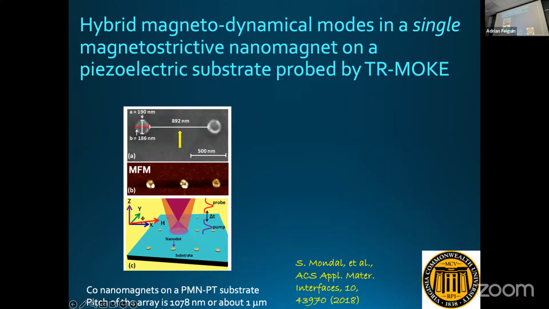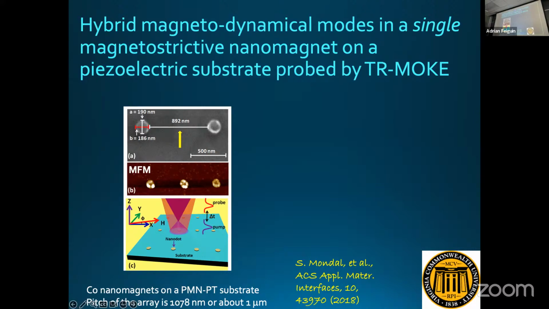The pump beam and probe beam are both ultrashort laser pulses, 100 femtosecond laser pulses actually. The pump beam, in the presence of the magnetic field, will set up the spin precession. And then the probe beam will look at two things: the reflectivity of the nanomagnets and the polarization of the reflected light.